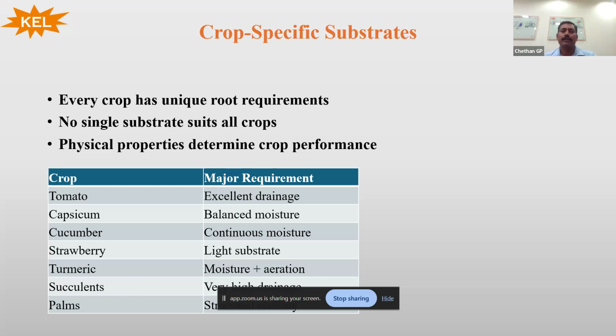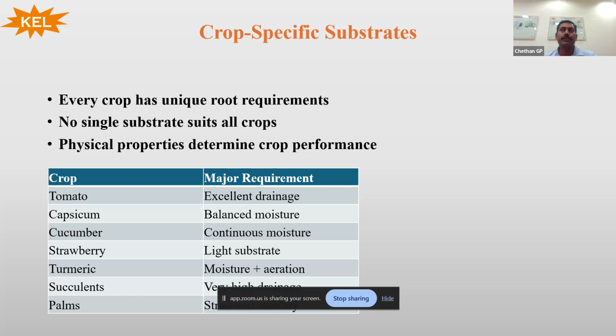Tomatoes require excellent drainage because prolonged waterlogging reduces oxygen availability and increases root diseases. Cucumber has a high water demand and performs best in substrate with greater water holding capacity. Strawberry benefits from lighter substrates that promote rapid root growth while preventing excessive moisture around the crown.